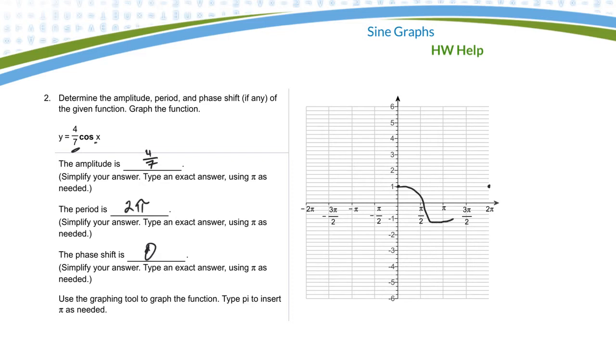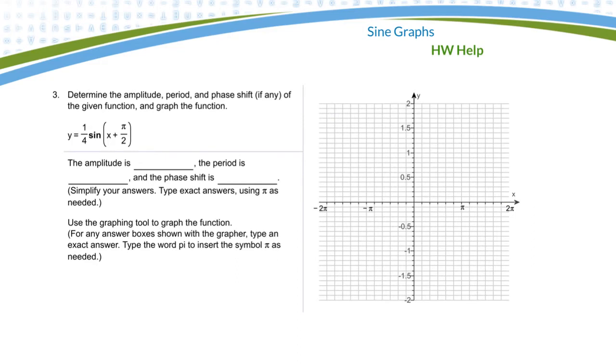So it would go something like this. Oops. That doesn't look really good. More like that. Okay. So if the amplitude is 4/7, and that's the only change that has happened, then the graph would look something like that. Not go down as much and not return as high. So it'd be flattened a little bit.